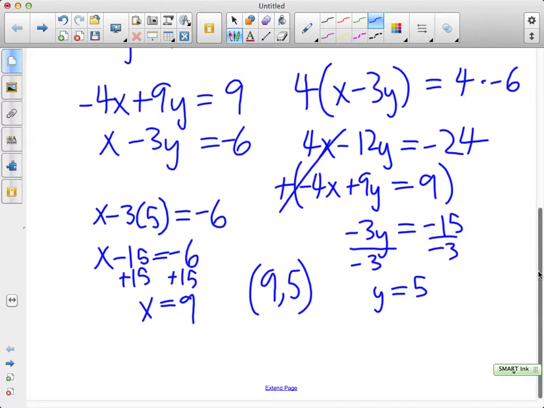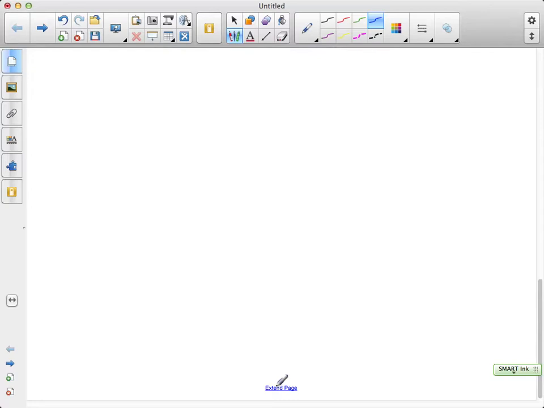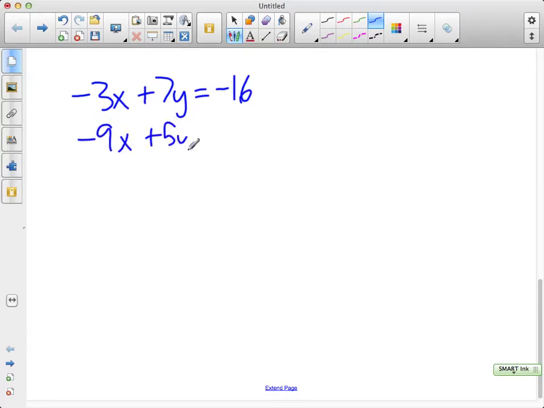So let's keep going. Let's do an example where we have to change some signs around. So say we had negative 3x plus 7y equals negative 16, and negative 9x plus 5y equals positive 16.